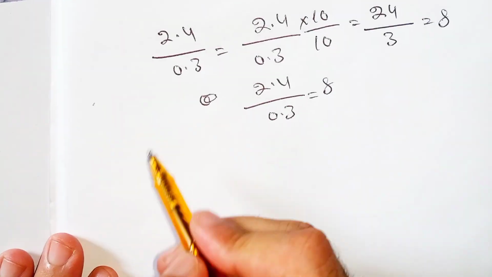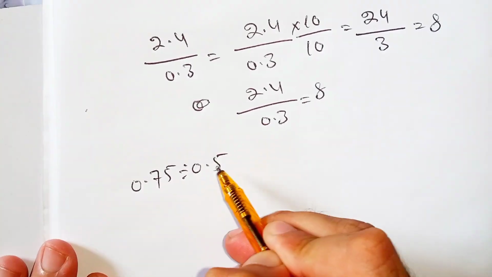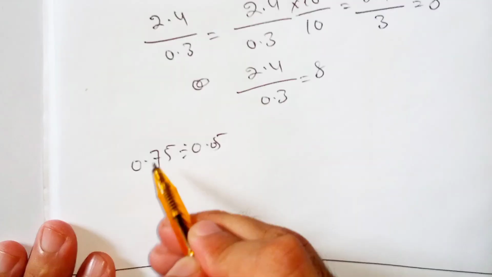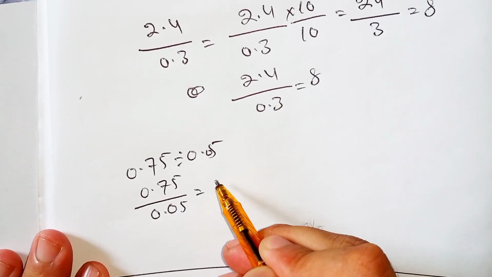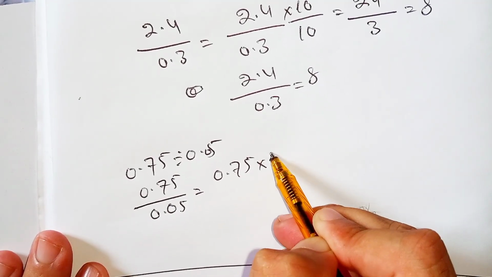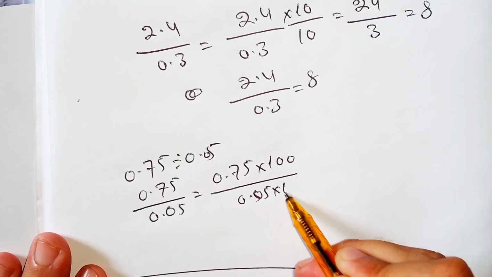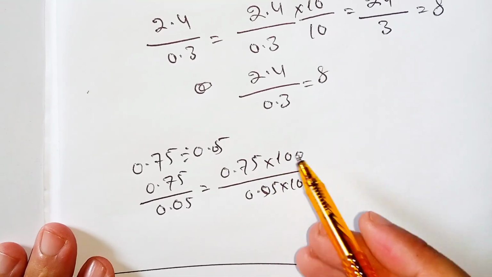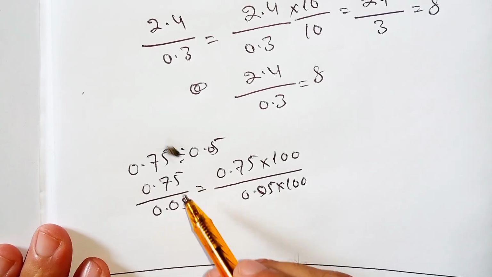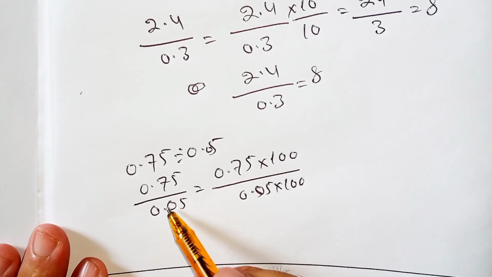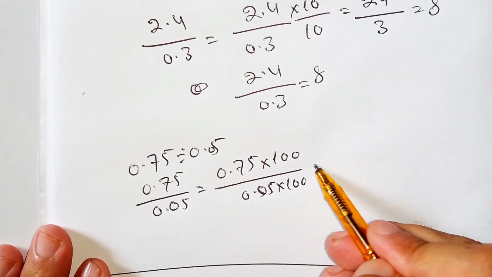Now we will take another example, 0.75 divided by 0.05, right? So again, 0.75 divided by 0.05 is equal to 0.75 multiplied by 100 divided by 0.05 multiplied by 100. Right, we multiply these two numbers by 100 because in the numerator there are two digits after the decimal point, and in the denominator there are also two digits after the decimal point. So we multiply these two numbers by 100, right?